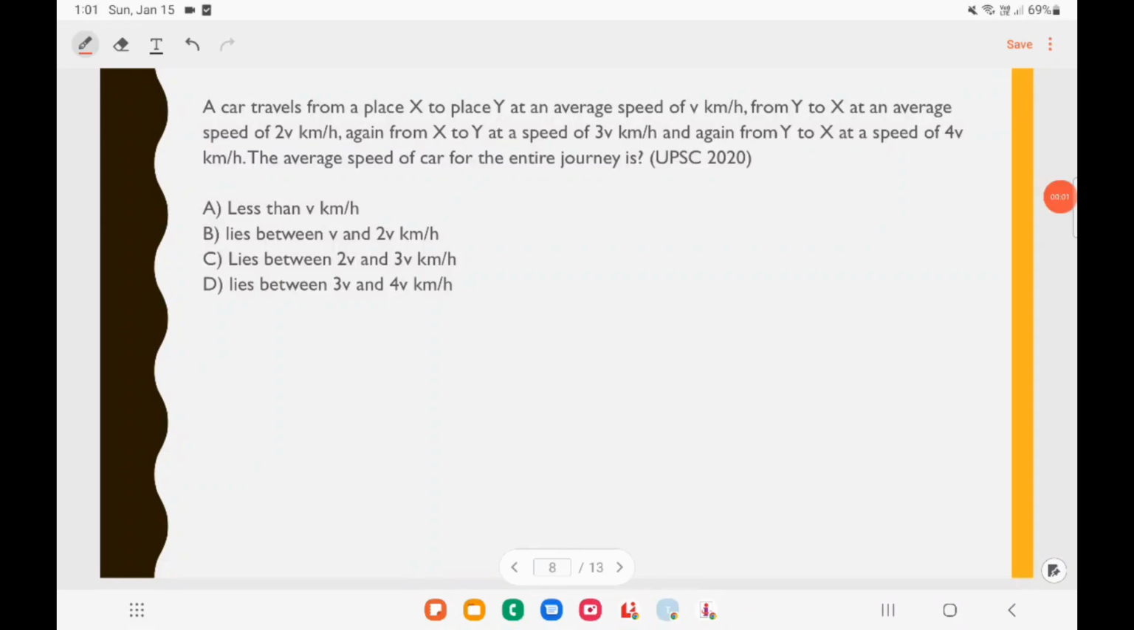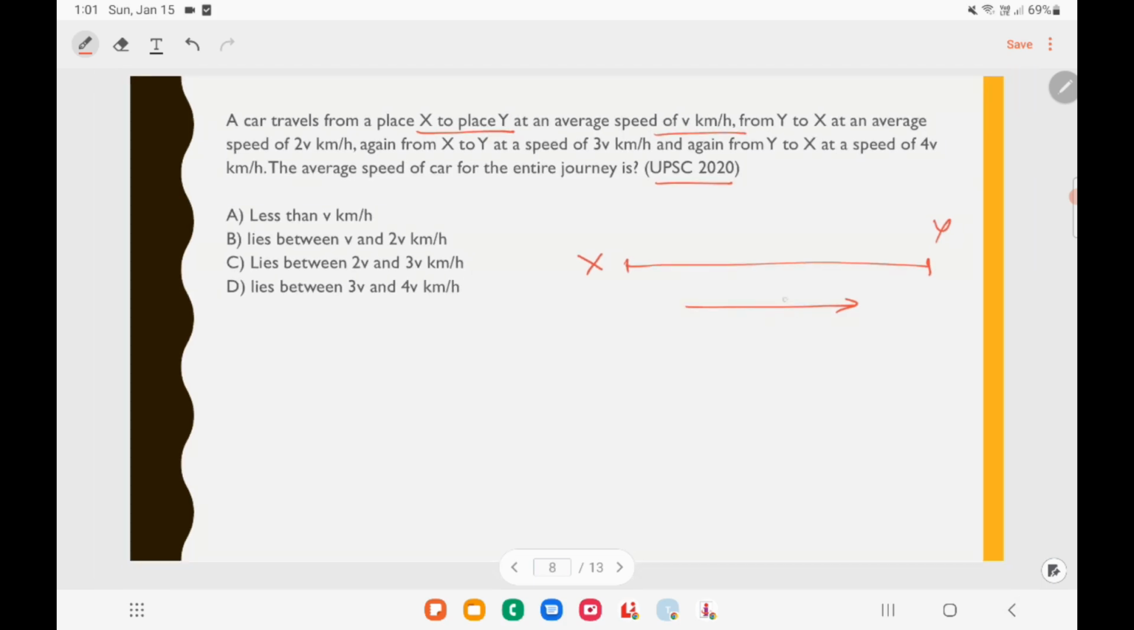So now let us look into another question. This is from UPSC 2020. A car travels from place X to Y. So let's say this is X and this is Y. A car travels from X to Y with a velocity v km per hour. It comes back from Y to X at an average speed of 2v km per hour. Then again from X to Y at a speed of 3v, and again from Y to X at a speed of 4v.